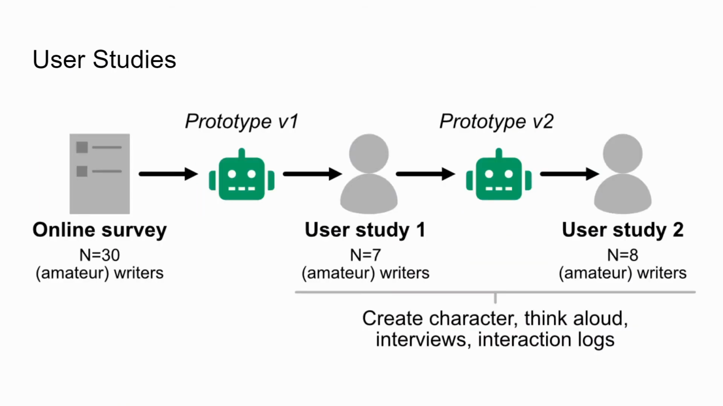We informed and evaluated our system with 3 steps. We started with an online survey. This informed the first prototype version. This version was then used by 7 amateur writers. Based on the feedback, we refined the prototype, and the second version was then evaluated again. People created a character, were encouraged to think aloud, and we conducted interviews and logged their interactions with the system.